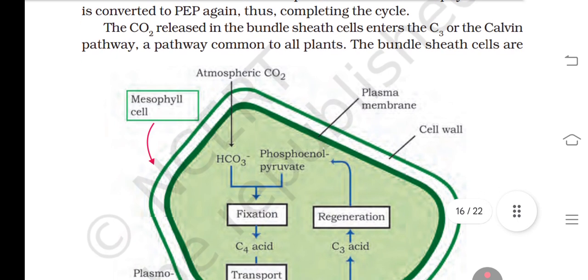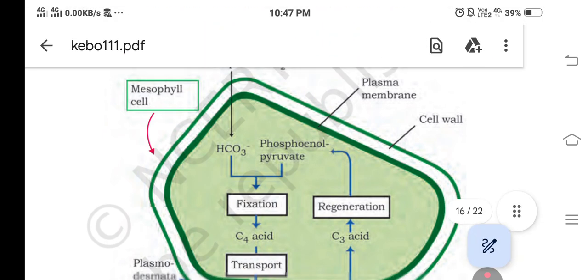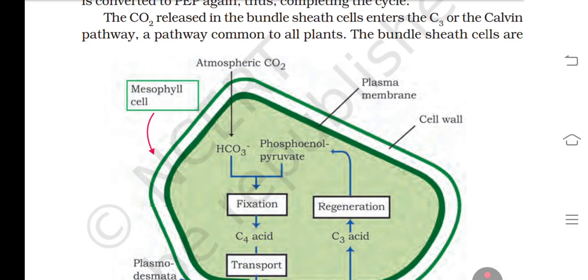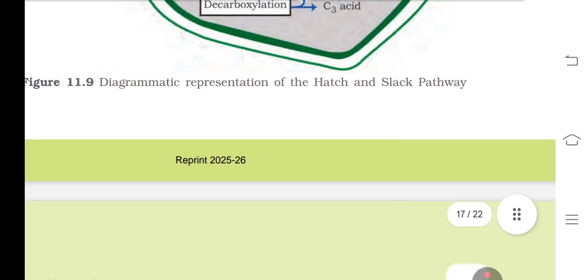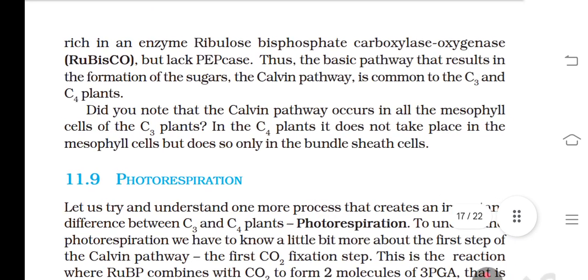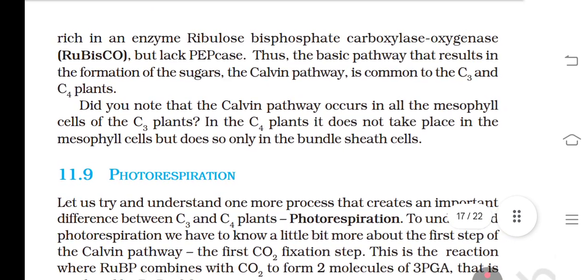The carbon dioxide released in the bundle sheath cells enters the C3 or Calvin pathway common to all plants. The bundle sheath cells are rich in the enzyme ribulose bisphosphate carboxylase oxygenase, RuBisCO, but lack PEPCase. Thus, the basic pathway that results in the formation of sugar, the Calvin pathway, is common to the C3 and C4 plants.